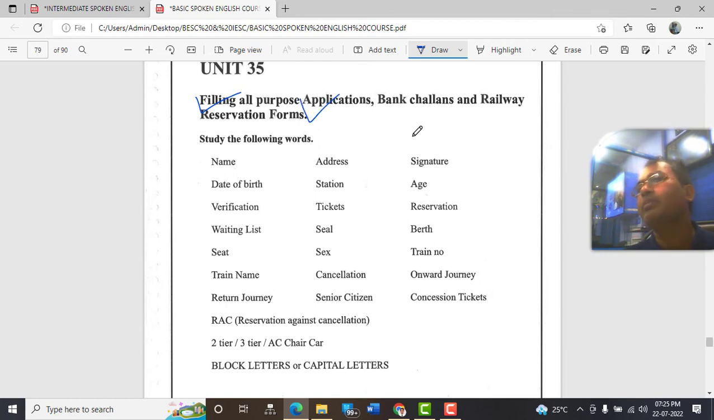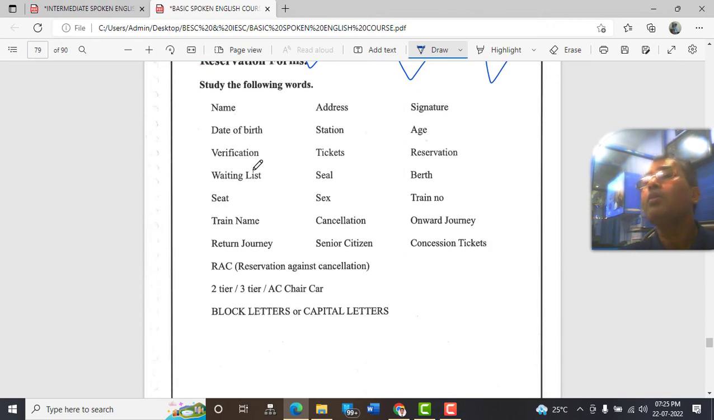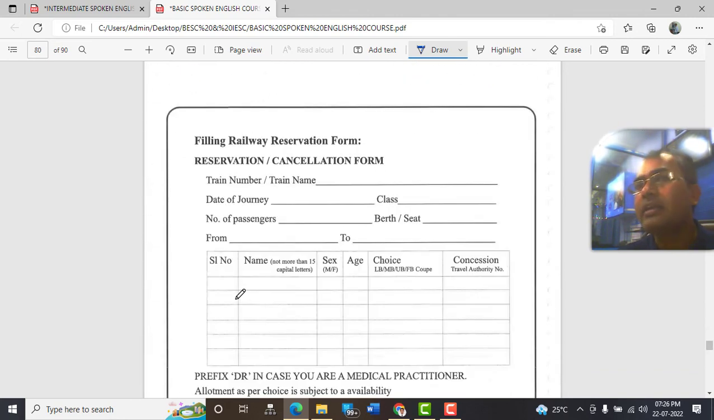how to fill up an application, how to fill up a bank challan, how to fill up railway reservation forms. Most of them, if you say fill the Aadhaar form, their heart will start beating, and they will say, can you help me fill in this form? No, you should know how to fill and what rules to follow. If you don't know this, you will be considered as not so good communicator. So writing is also important.